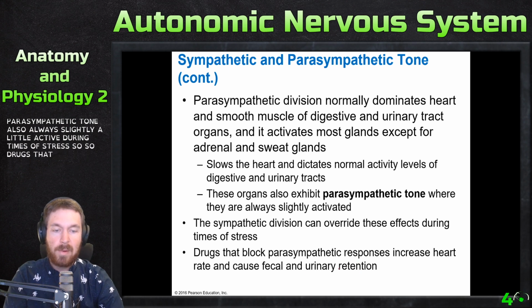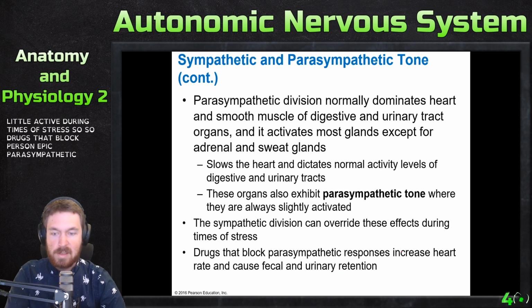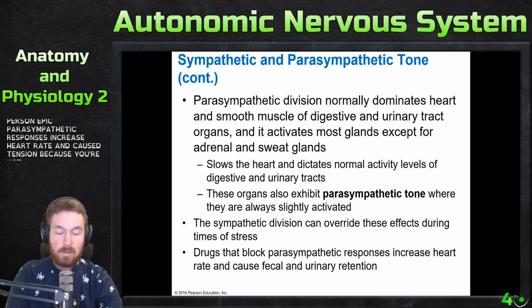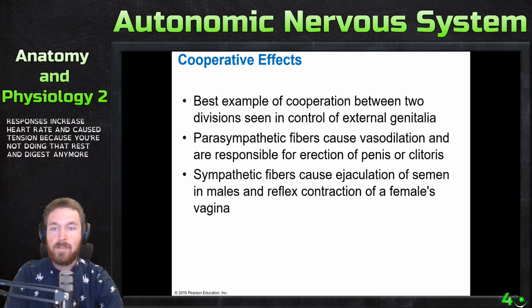So drugs that block parasympathetic responses increase heart rate and cause fecal and urinary retention because you're not doing that rest and digest anymore. And then cooperative effects.